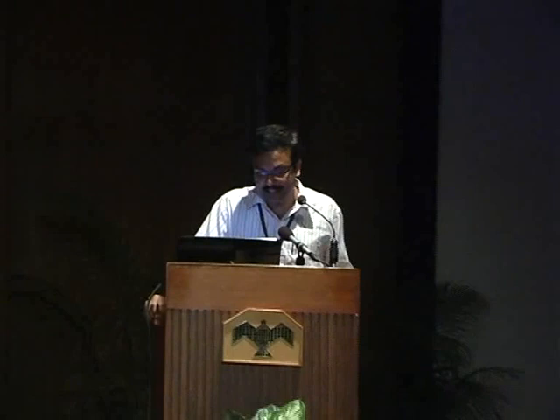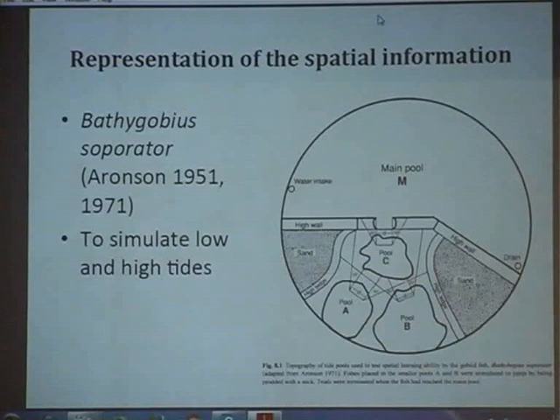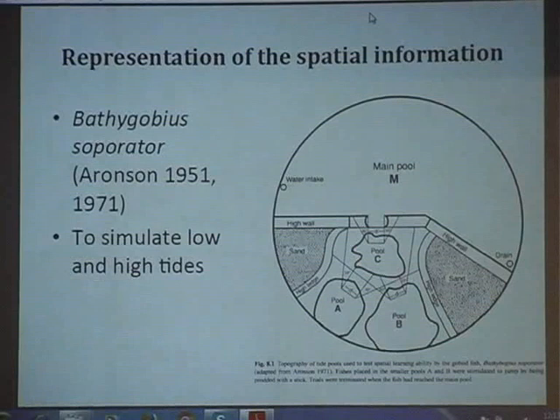So let us see whether fishes can develop spatial representation. It was tested in 1951 itself. The species was Bathygobius soporator. What they did was make a pool in which the goby was kept, and they gave two other pools where the water level was different. And they mimicked the low tide situation. And they found that gobies always jumped to the pools where more water was available. So they make a representation of their external world, and they know that they have to jump there.